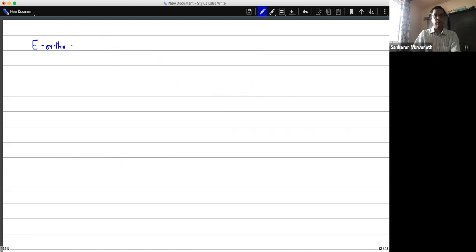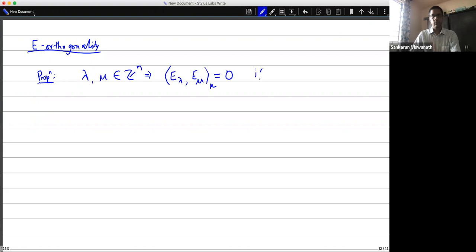So the claim is that this Sheridanic inner product has the following property. Let lambda, mu belong to this set. Then statement one: the E's are orthogonal with respect to this inner product, that is, E lambda, E mu equals zero if lambda is not equal to mu. And secondly, that the norm of a given E lambda can actually be explicitly computed. I'm not going to write out the entire formula here, but this has an explicit product formula.